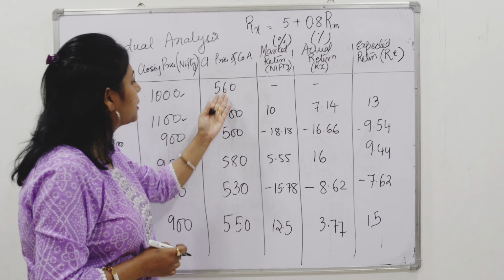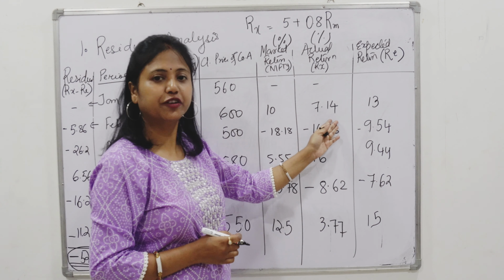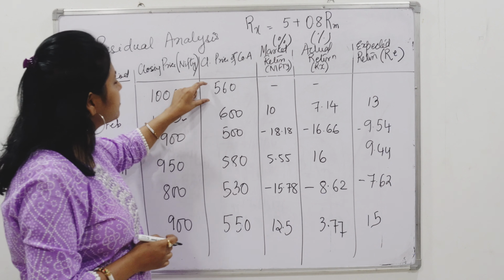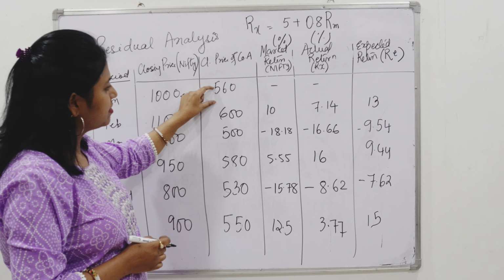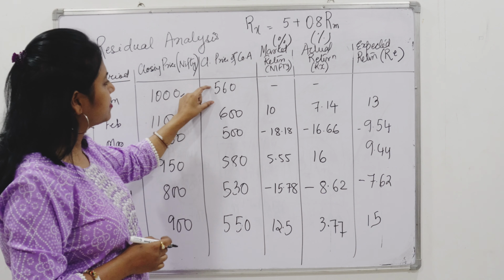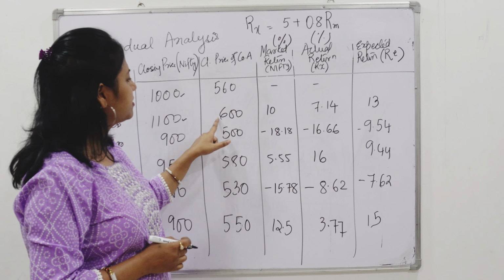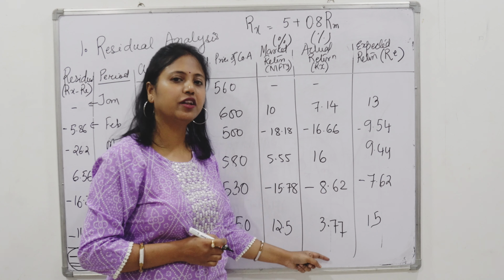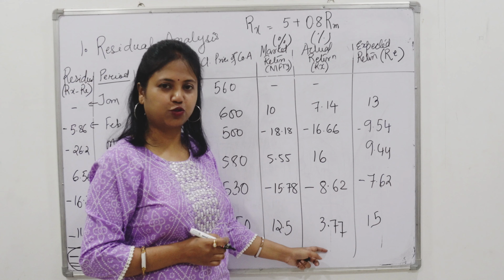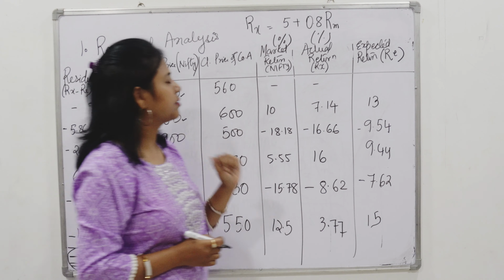Same thing I will do for the company's closing price, and that will give me my actual returns. Actual return is the price change plus dividend. Let's exclude dividend in this case and take only this one. This minus this divided by this into 100, this minus this divided by this into 100. This way I find out the security's actual return also, right? This is from the company's closing price, this is from the market price.